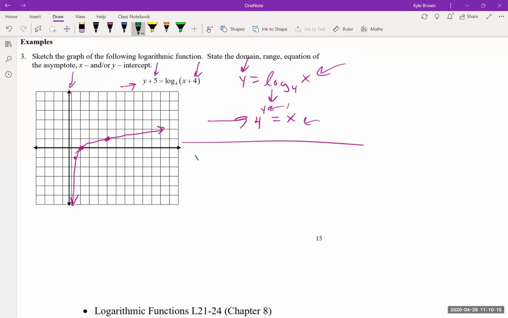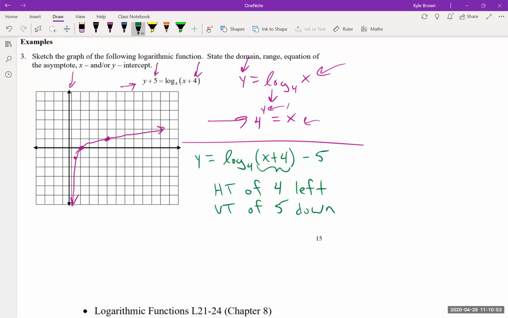Let's rewrite that as y is equal to log base 4 of (x plus 4), and then minus 5, right? I just drew it a bit more like the equation on your formula sheet there. Just brought the 5 over. Okay, so from that, I can see that this has a horizontal translation of 4 to the left, and it has a vertical translation of 5 down. You guys should hopefully be used to that by now, right?